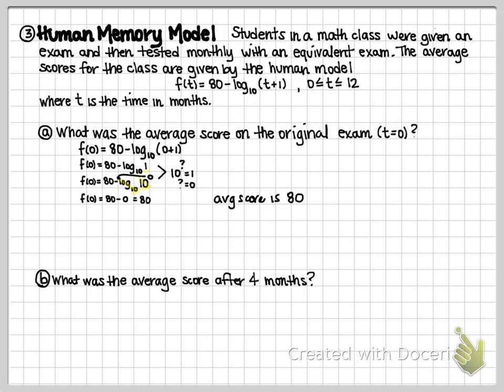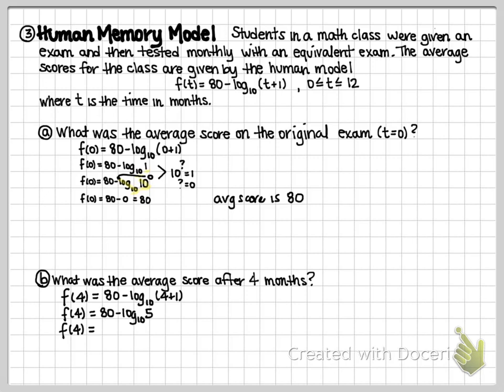Taking a look at B, it was the average score after 4 months. T is time in months, so all I have to do is plug in 4. Let's do the exact same thing. I'm going to do f of 4, plugging a 4 in for all of my t's. It's going to give me 80 minus log base 10 of 4 plus 1, which is 5. Without a calculator, I would say you'd stop here, but this context doesn't really make any sense. So at this point, grab your calculator, type this in, and see what you get. That's going to be the answer to this question.